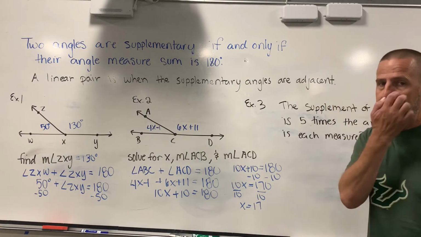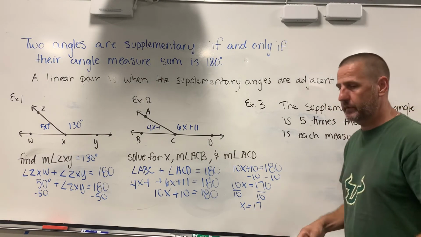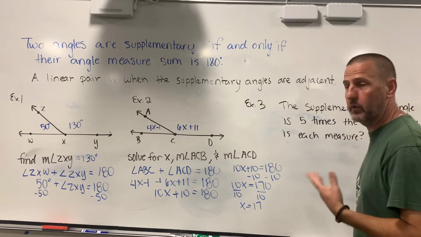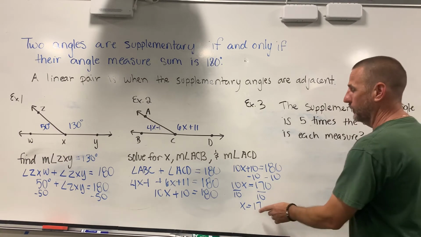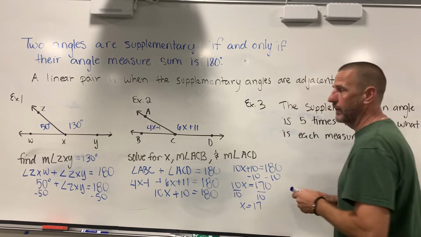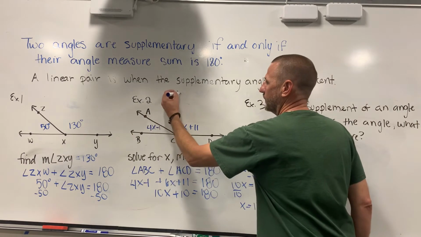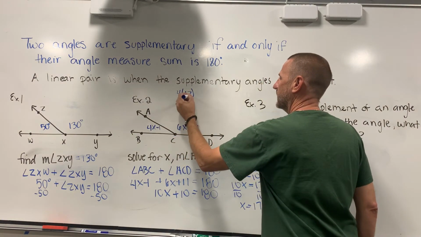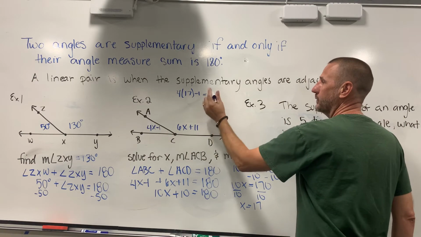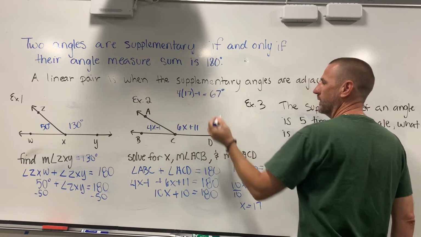Well, now let's go and plug that in. Let's figure out what those numbers are. So let's get out our calculator and let's start figuring them out. So 4 times 17. All right, well, 4 times 17 is 68. And if I take away 1, so I'm going to plug that in: 4 times 17, 68, minus 1, giving me 67 degrees.